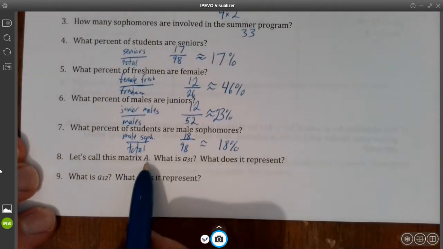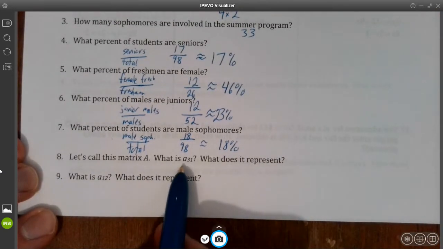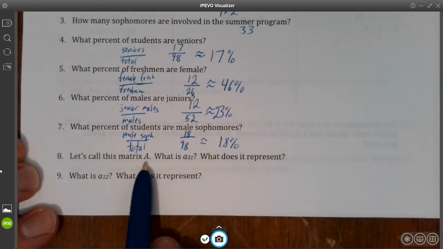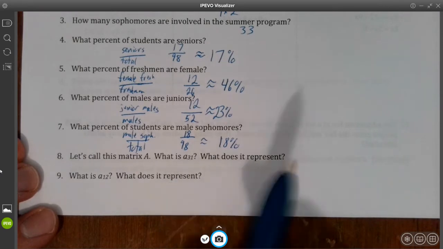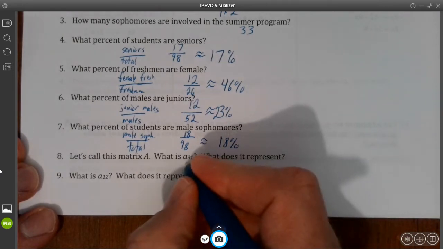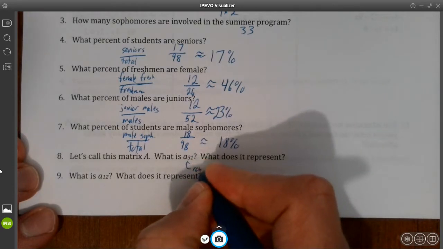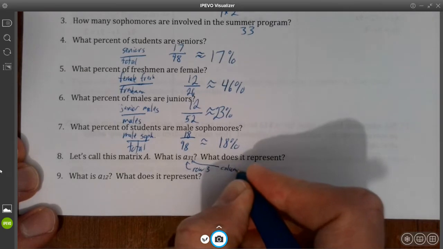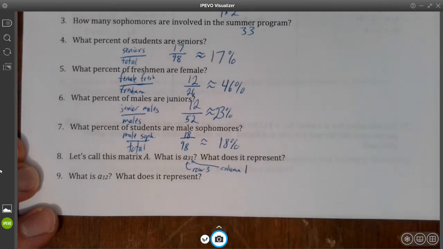Okay, we're going to call this matrix A, capital A. What is little a 3,1? What does it represent? All right, this is the matrix. This is an element of that matrix. So the third row, first column. Just in case you're making notes here, this is row 3, and that right there means column 1. So row 3, column 1 of matrix A.